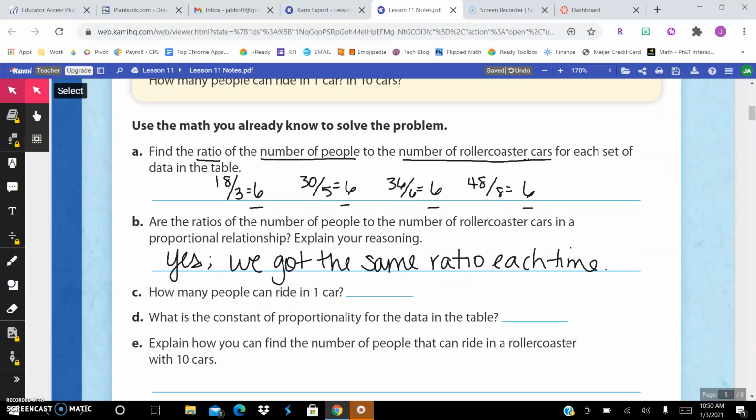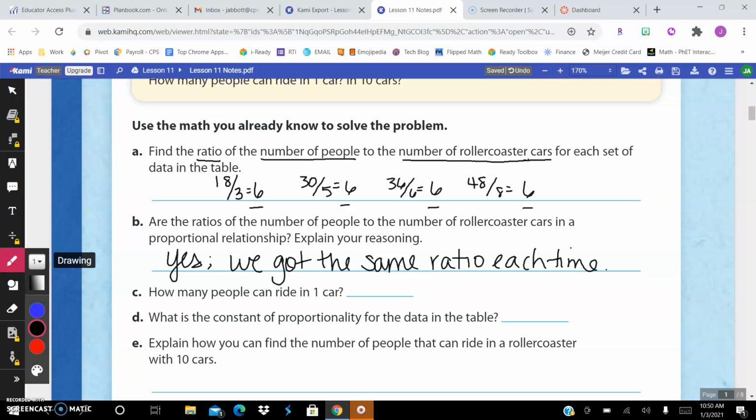All right, how many people can ride in one car? Well, that answer is 6, because when we do that division, we're finding what's called the unit rate, how many per one. So there's 6 people in one car. And the next question says, what is the constant of proportionality for the data in the table? That is also 6. So constant of proportionality and unit rate are the same thing. How many per one?